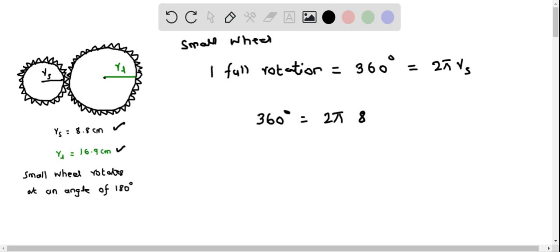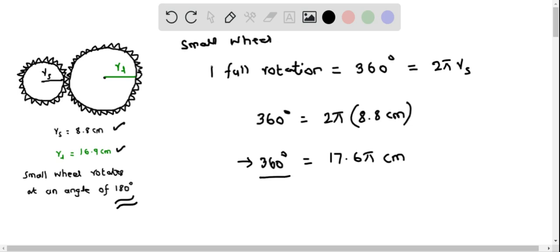So we see that 360 degree equals, let's substitute R_s. R_s is 8.8 centimeter. So therefore 360 degree equals, we multiply this 8.8 with 2 and we get 17.6 pi centimeter. That is, in one full rotation, it makes a distance of 17.6 pi centimeter for an angle of 360 degree.